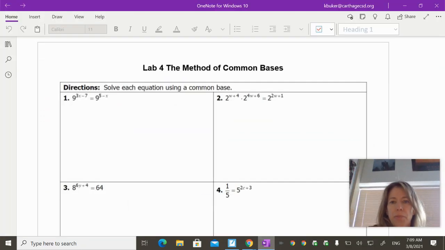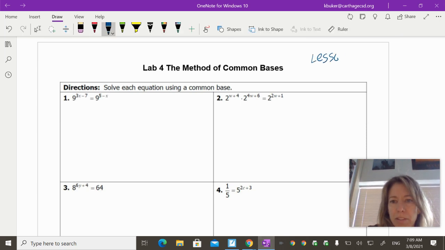Okay, guys, this is lesson 3B. It's just another day of common bases. This is the next 2 pages. So this is lesson 4B.